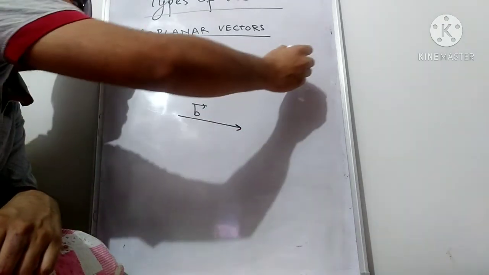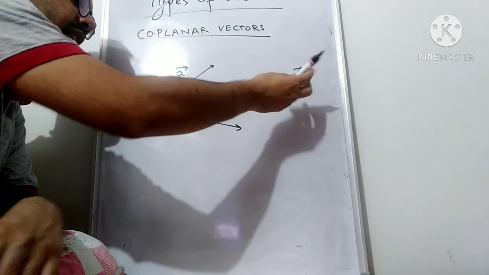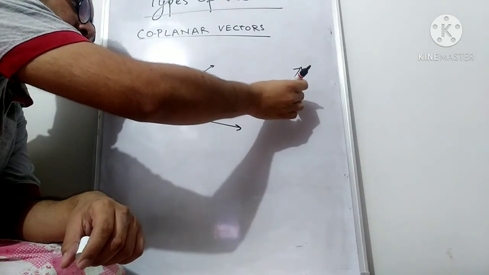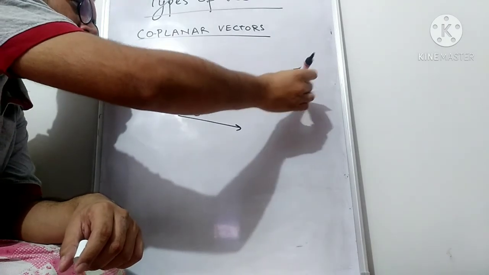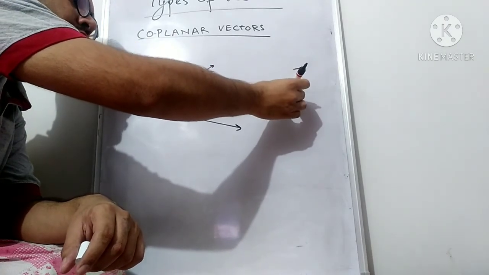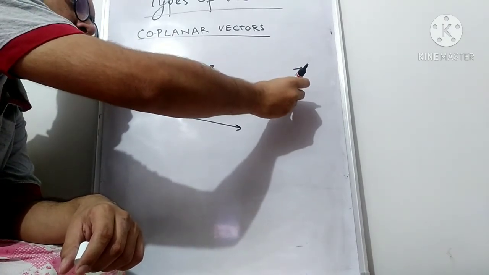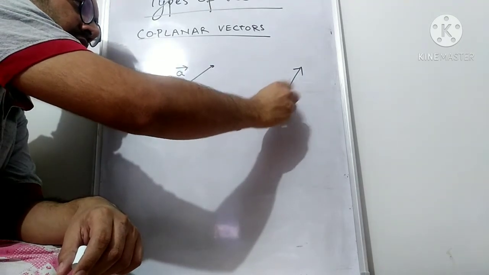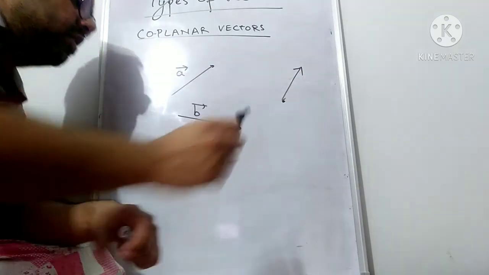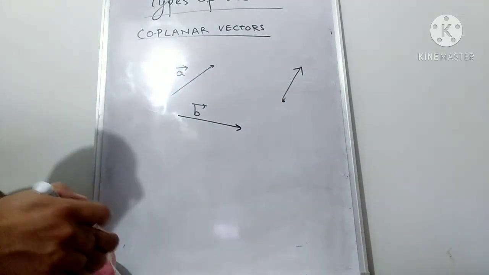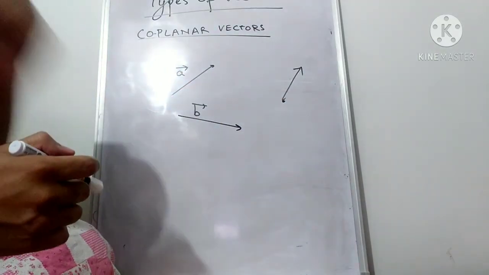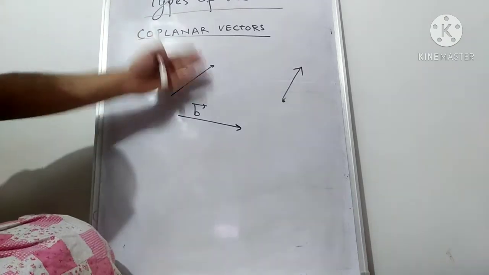Suppose I have a vector like this and I have a vector pointing in the direction of the marker. In this case, although these two vectors are co-initial because the marker is also starting from the same point as this vector, they are not coplanar, meaning they are not lying in the plane of the board. So in this way we can say that the other two vectors are coplanar.